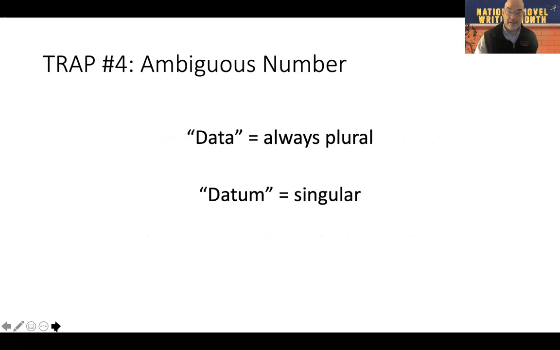All right. And then last but not least, this is just a quirky little thing that we all run into. Data is plural. The singular form of data is datum, which is a word that we just never use anymore. I've never heard anybody use it, but that is the singular form of data. So it's not uncommon, especially if you're writing in other classes, to talk about data. But remember, data is plural.